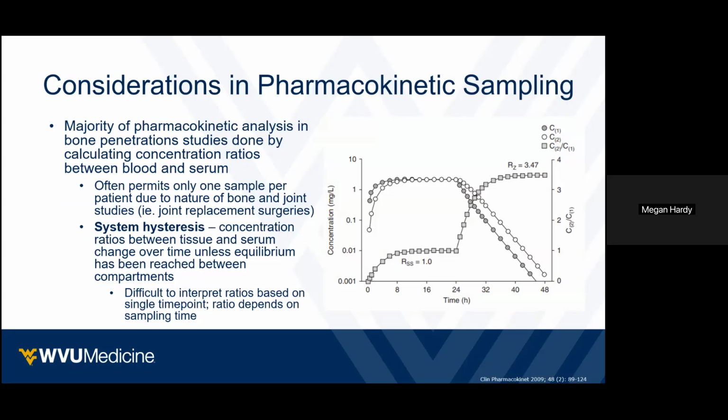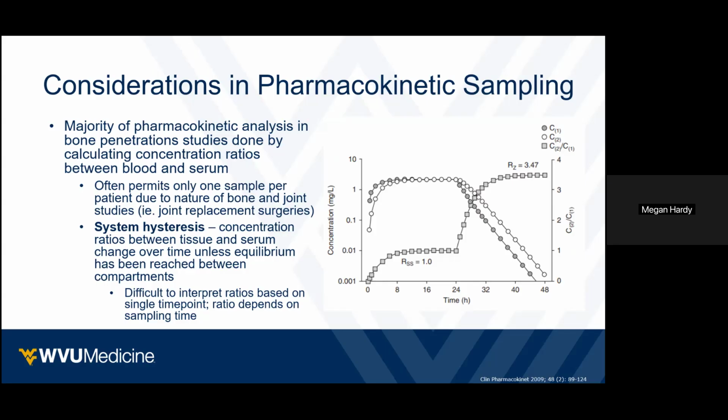And then we have this phenomenon called system hysteresis. That shows that the concentration ratios between tissue and serum will change over time unless equilibrium has been reached between the compartments. So it makes these ratios really difficult to interpret based on a single time point, and the ratio depends on the sampling time itself. So we can't really look at this as a snapshot and get an accurate picture of what these bone concentrations really look like. This is an example over here of what I'm talking about.